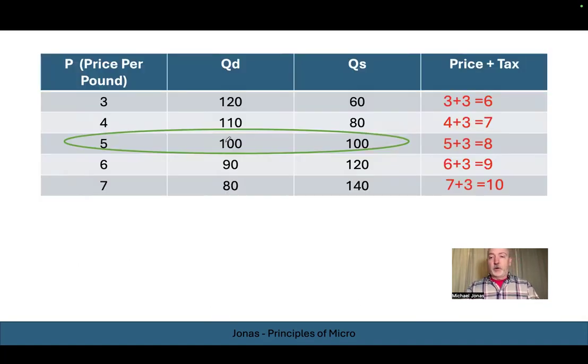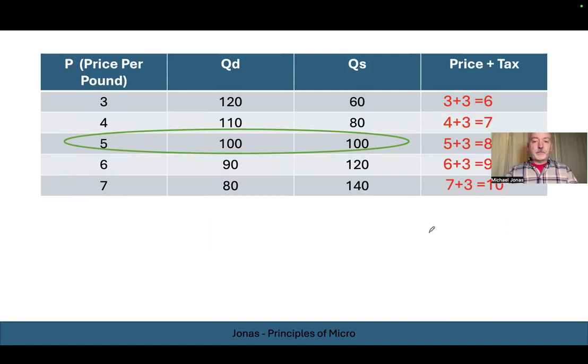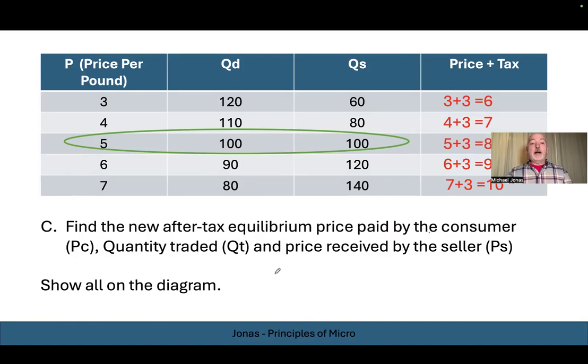Okay, so starting from that same set of information here, we are asked now to find that after-tax equilibrium, the price paid by the consumer, the quantity traded at that equilibrium, and then the second price, the price received by the seller. Remember, these excise taxes, we say, form a wedge between the price that the consumer pays and the price that the seller receives. And in between those is the government taking their share. So we're going to end up with two prices and a new quantity. And we're going to show this on the diagram.